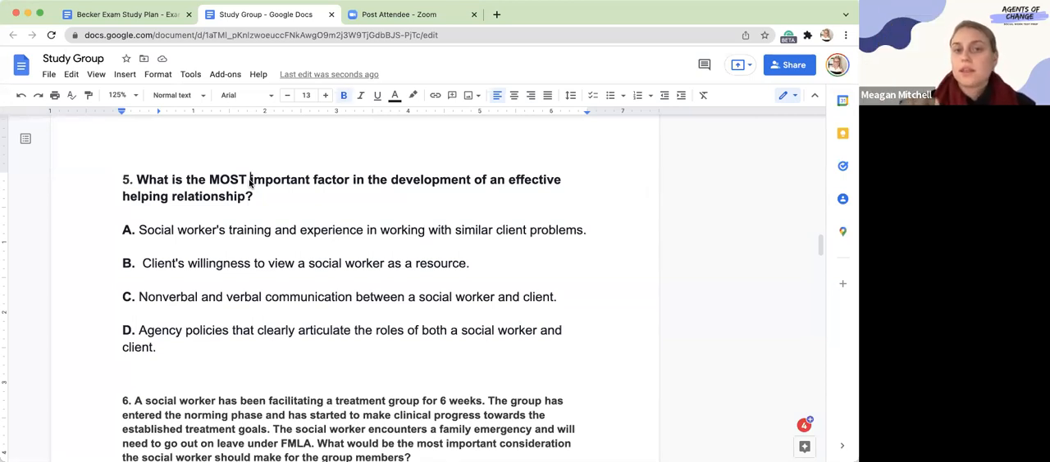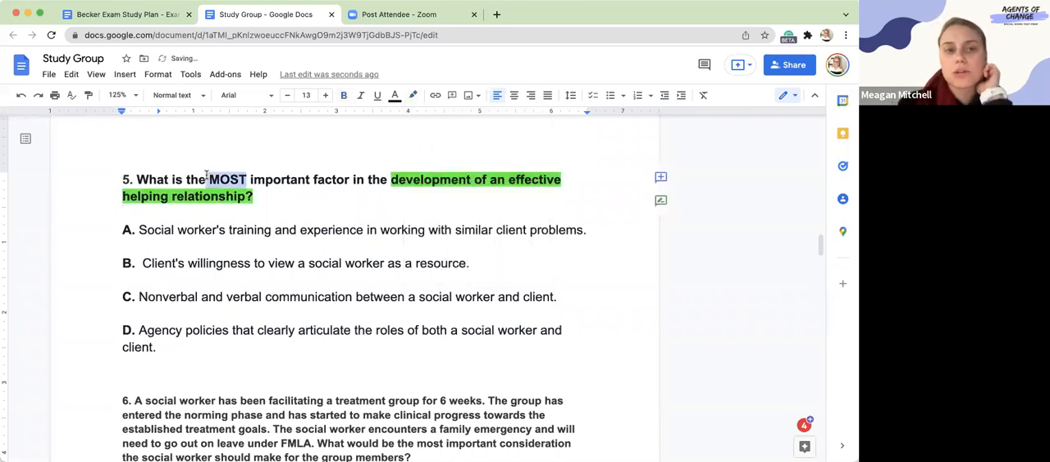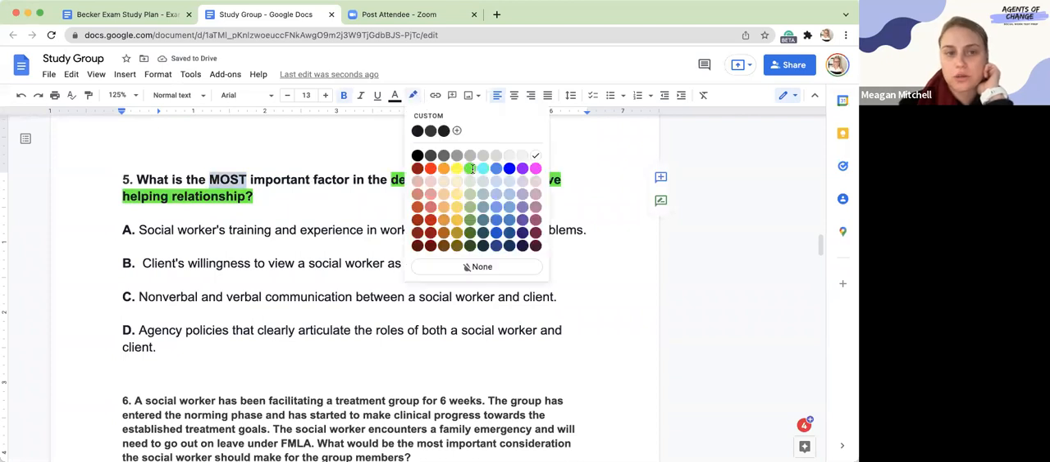Which one is the most compelling to develop an effective helping relationship? So the crux of social work is to have effective helping relationships. What's the most important factor of our answer choices?